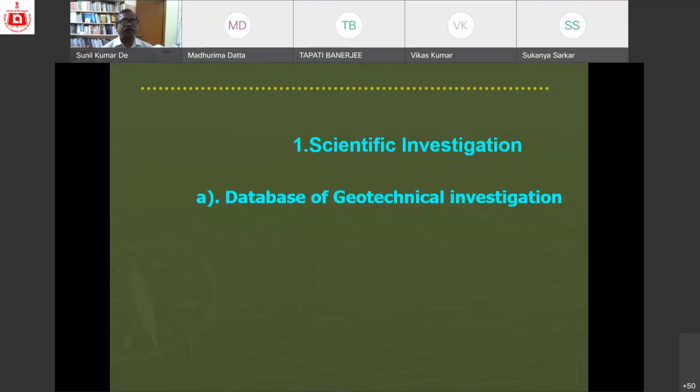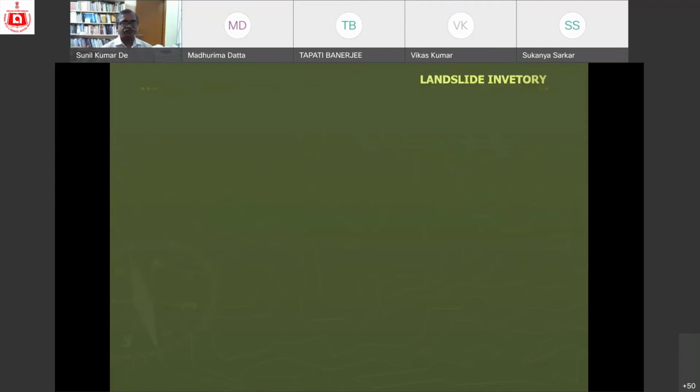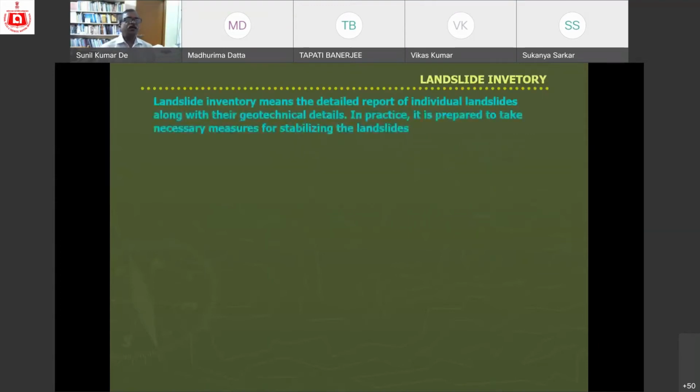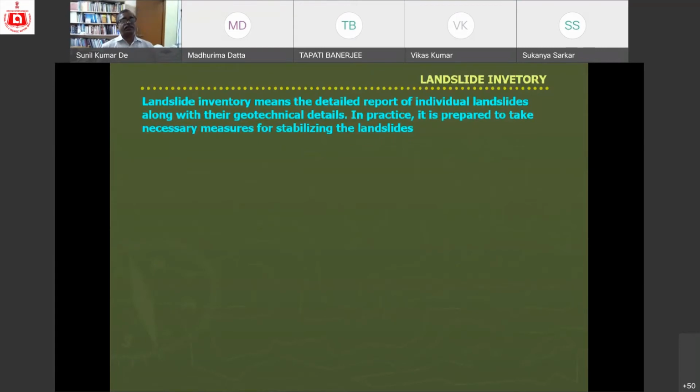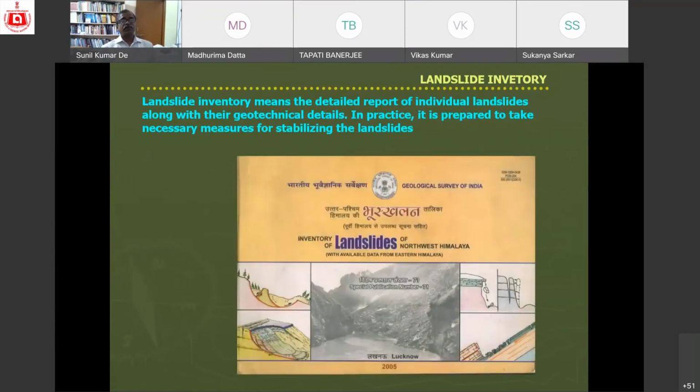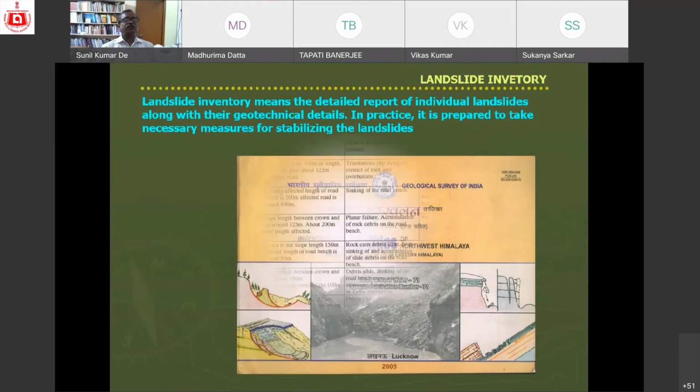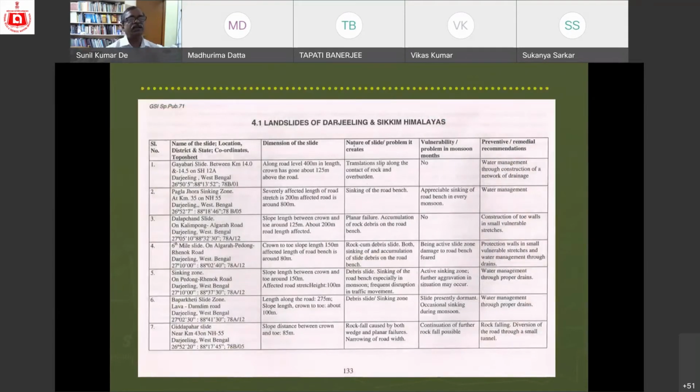Firstly, we'll have to prepare a database and do geotechnical investigation. Now see, I have that book which was published by the GSI, Geological Survey of India, which is under the Ministry of Earth Sciences. This is the book, Inventory of Landslides of Northwest Himalaya. Some of Northeastern Himalaya is also given. And they have prepared this inventory, one landslide in one line. Bas, it is finished.